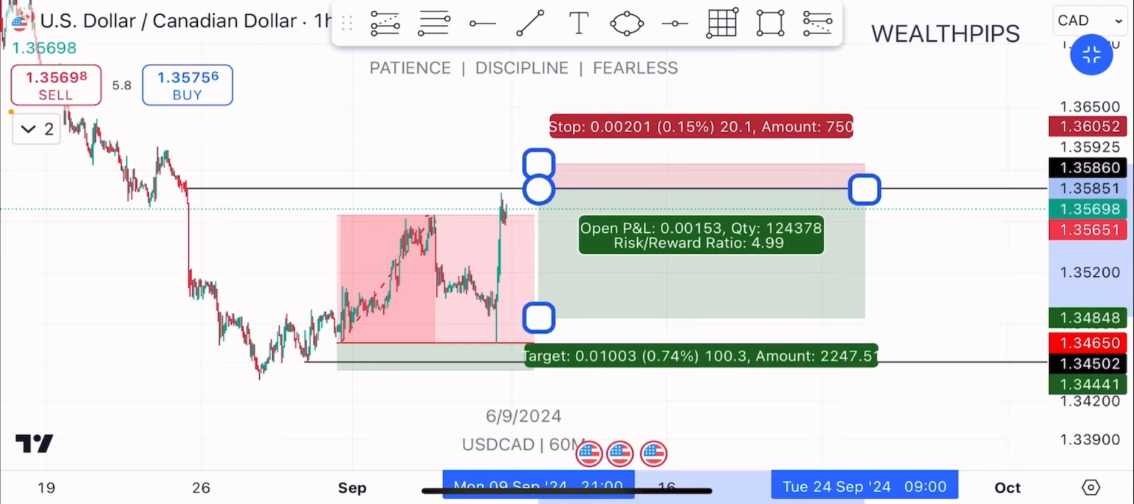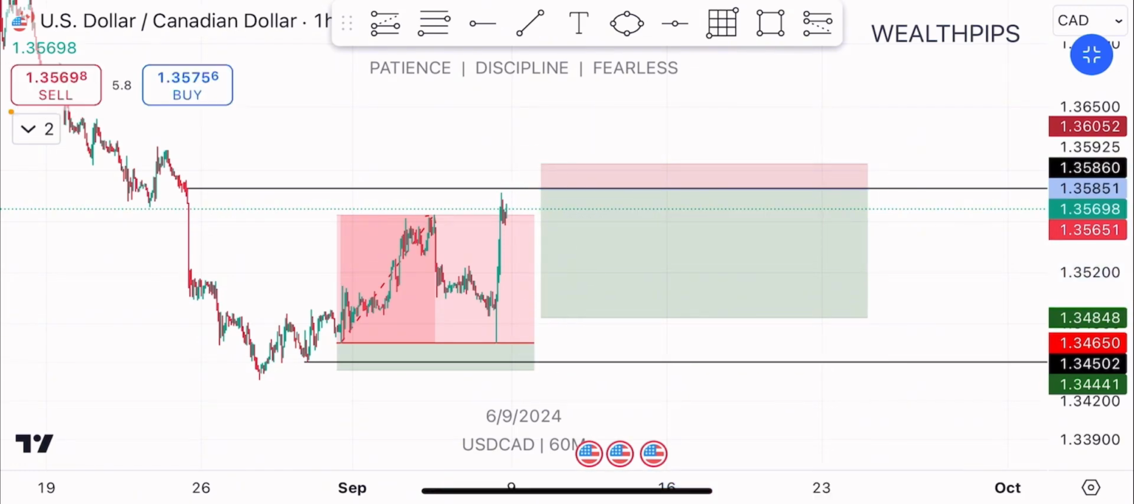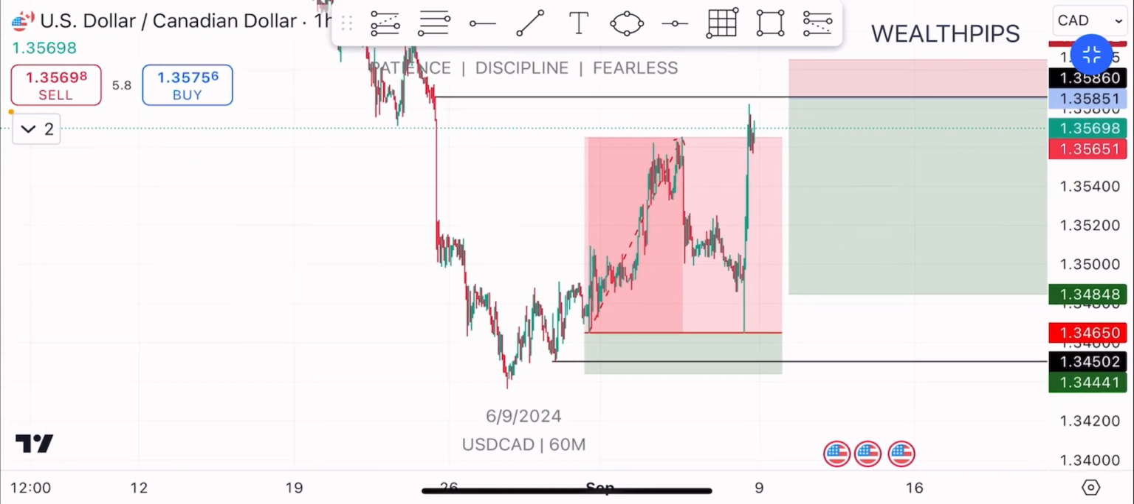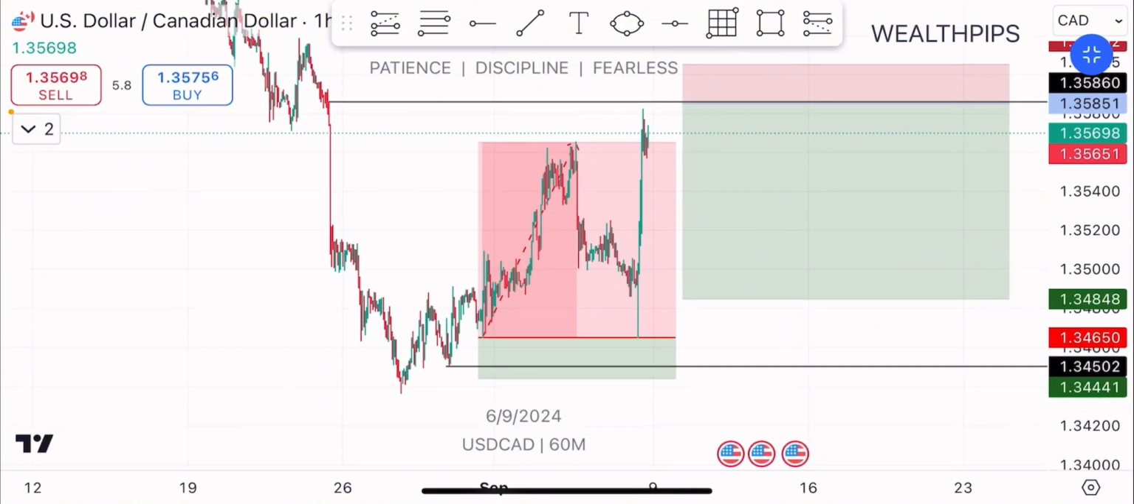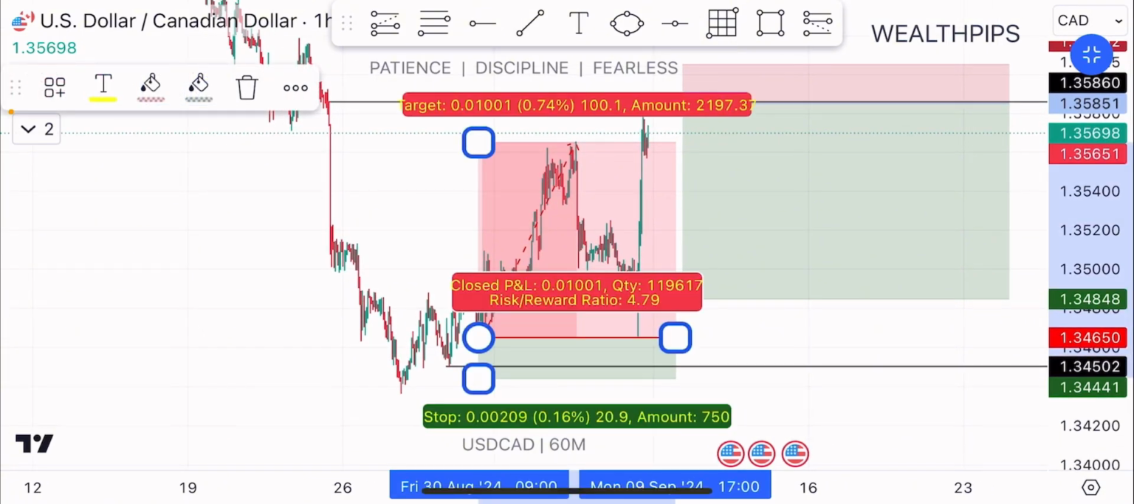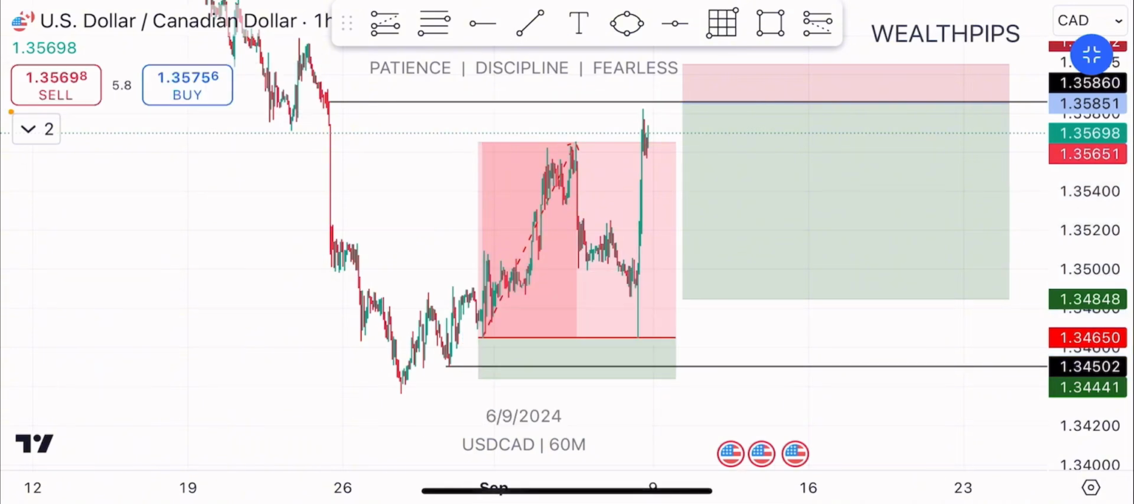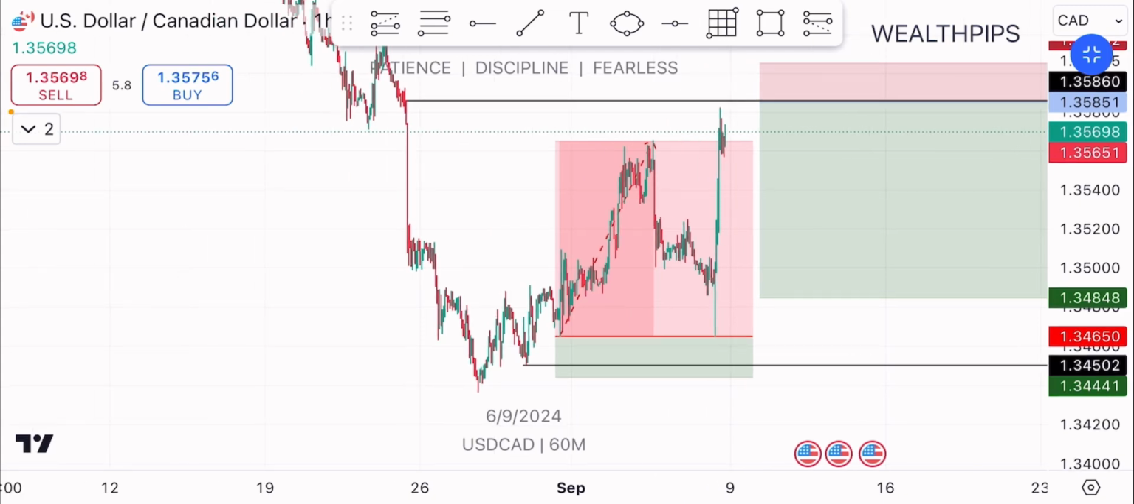I think this was the trade I analyzed during the week, and this was the outcome. We hit 100 pips take profit, and normally I use a 20 pips stop loss. I don't use more than a 20 pips stop loss, and I don't cash more than 100 pips at a go.